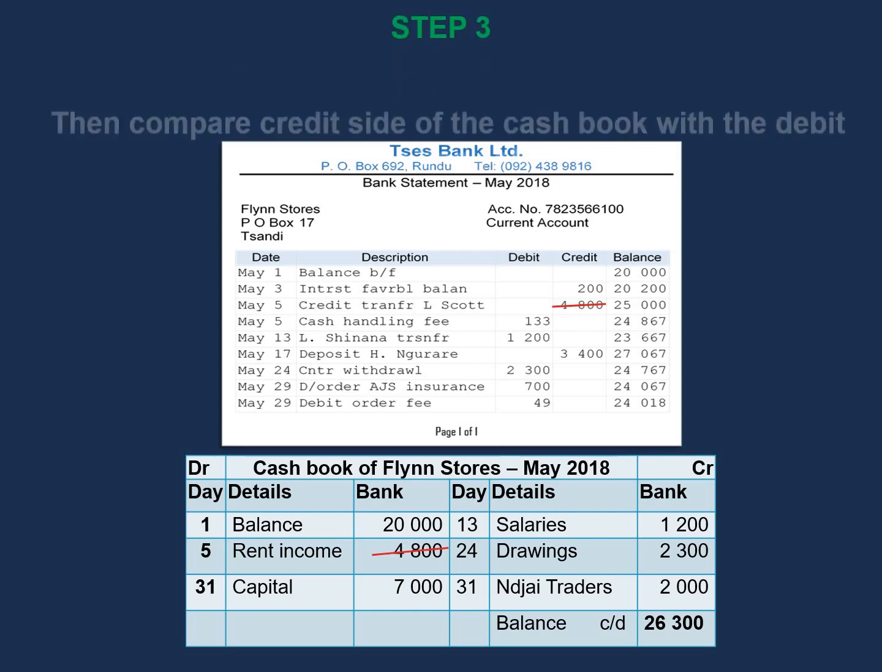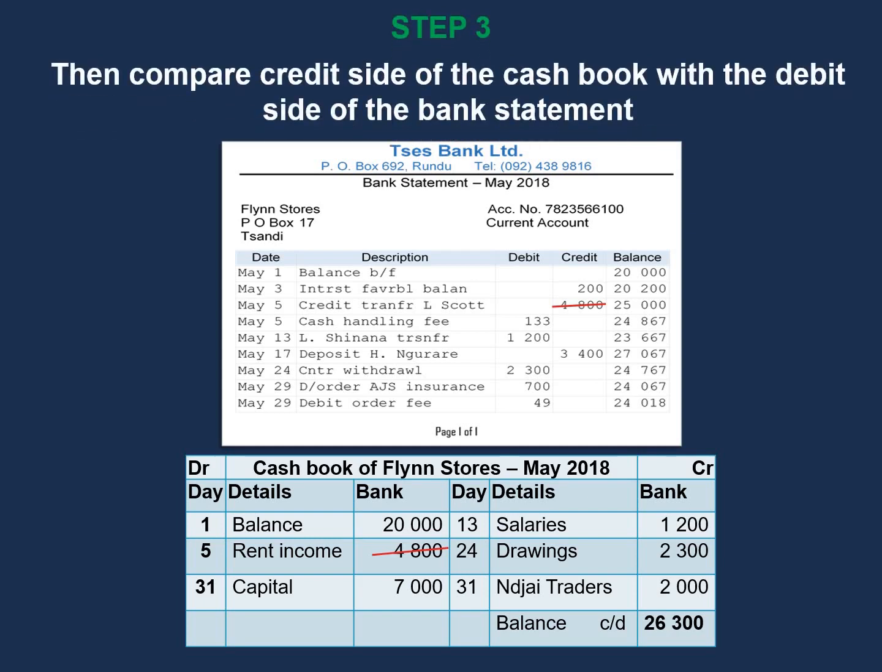Now let's move on to step 3. Then compare the credit side of the cash book with the debit side of the bank statement. So on the credit side, we see if we can find any of the entries that are the same on the debit side of the bank statement. There we can find drawings $2,300 in the cash book and also cash withdrawal on the bank statement for the same amount, so we can scratch those out. And then also the $1,200 for salaries, it also reflects on the debit side of the bank statement, so we can also scratch those out.